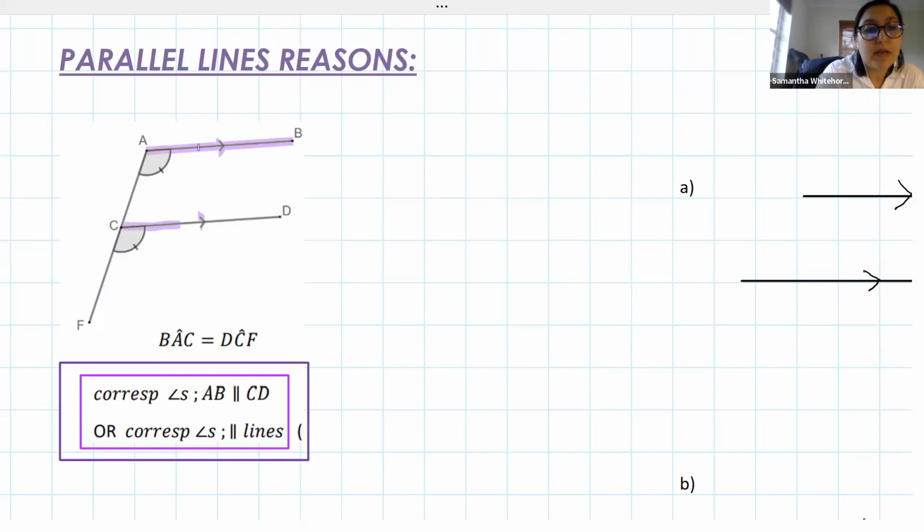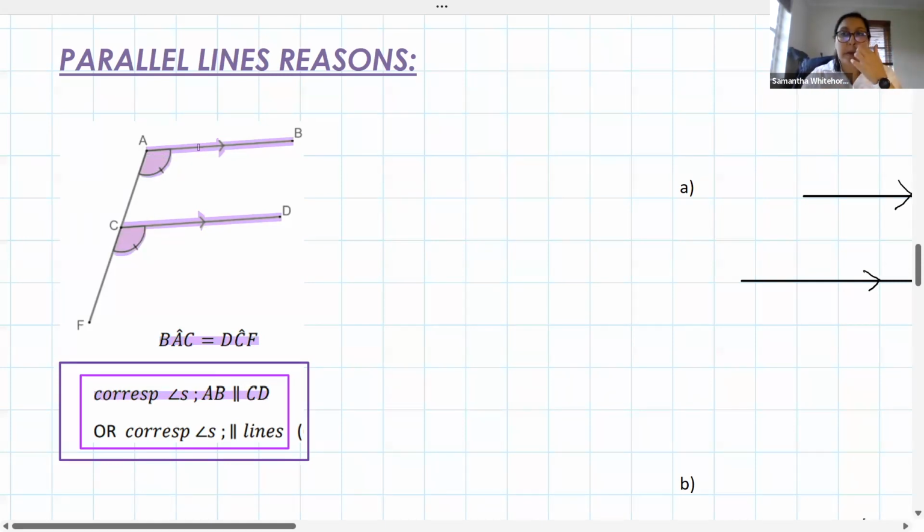So the first reason that we learned was corresponding angles. Okay, so we learned that corresponding angles are equal, as you can see here. And basically the angles that sit in corresponding positions to each other in relation to your parallel lines are equal. So that was the first reason that we learned. Again, I'll let you take screenshots of this in a second.